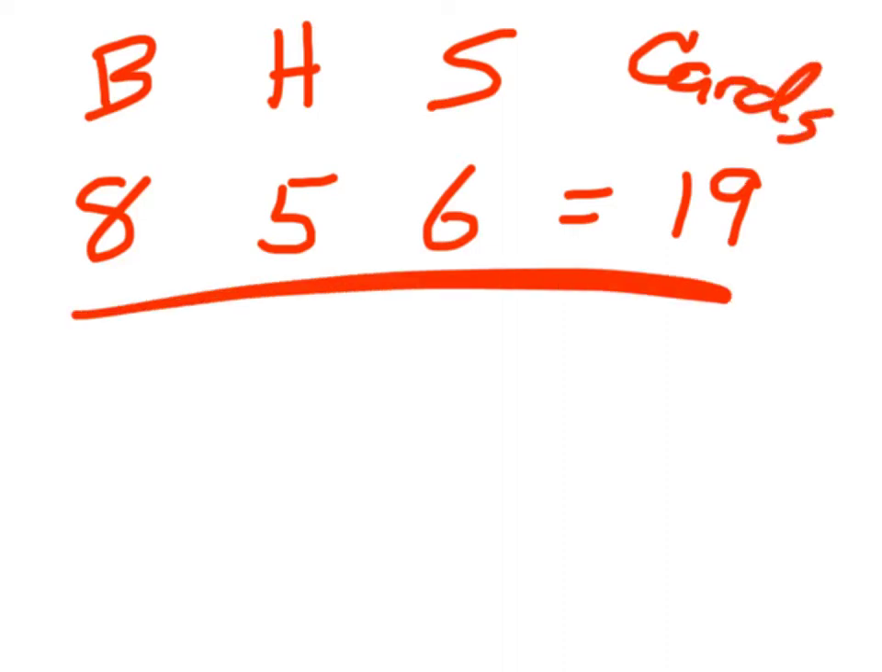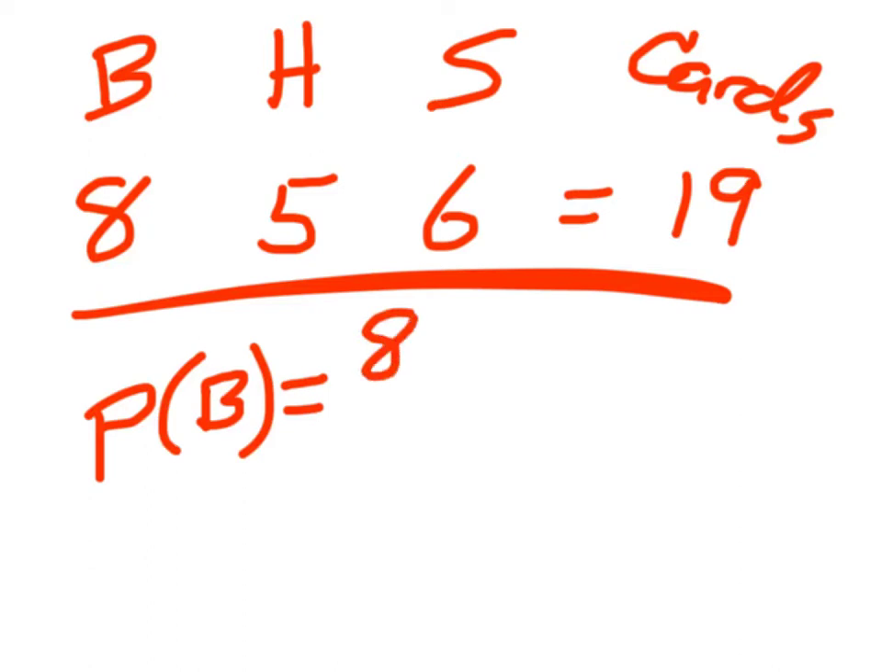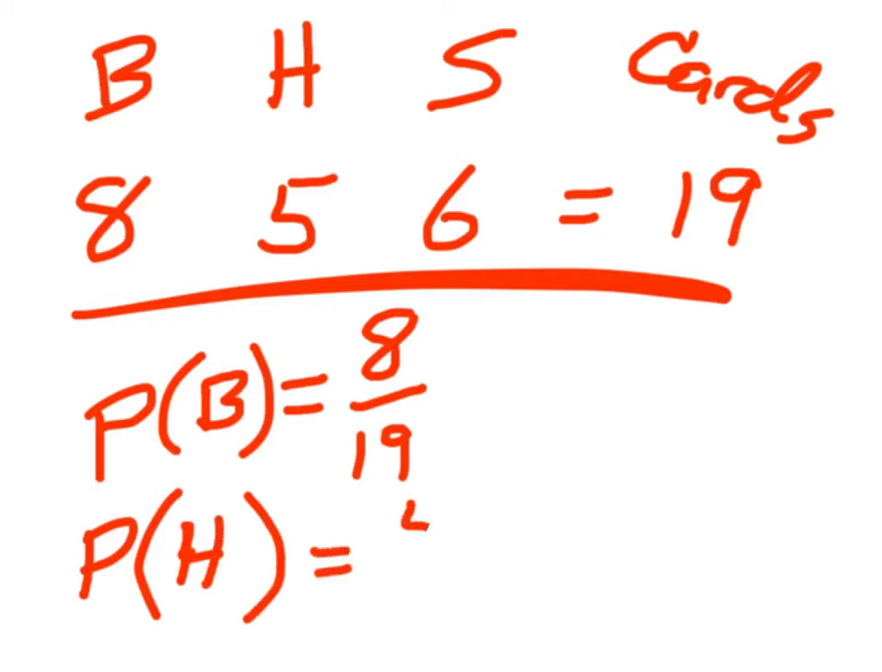Now, if I were to ask, if you had all these cards stacked together, what's the probability of drawing a baseball card, you would say something like, oh, well, that's 8 out of 19 total cards. 8 out of 19 would be the probability. But what would the probability be of drawing, say, a hockey card? Well, there are 5 out of the 19 cards, okay?